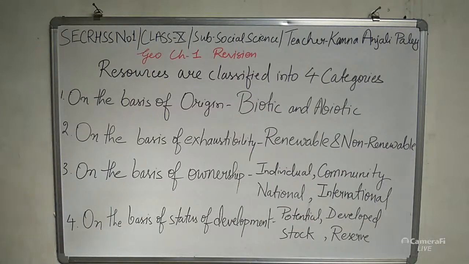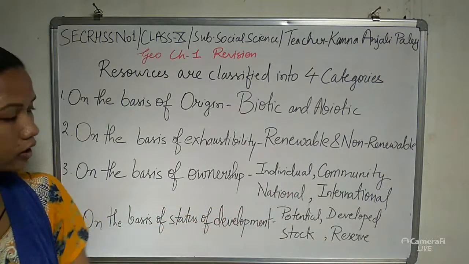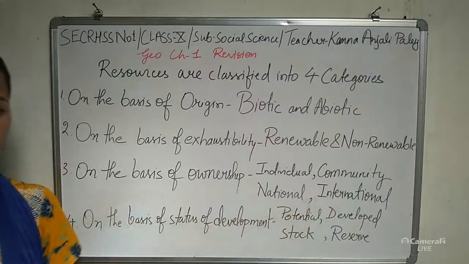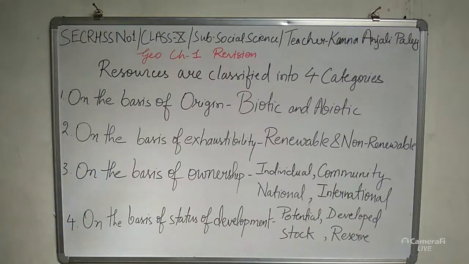The third category, on the basis of ownership, is divided into four types. First is individual, community, national and international. Individual means which is owned by an individual person, like property, plot, land, field, car, house. It is owned by an individual person, that is called individual resources.